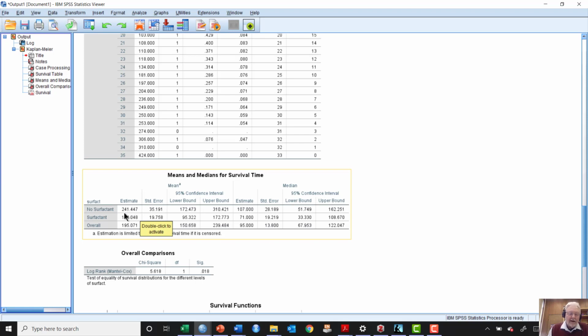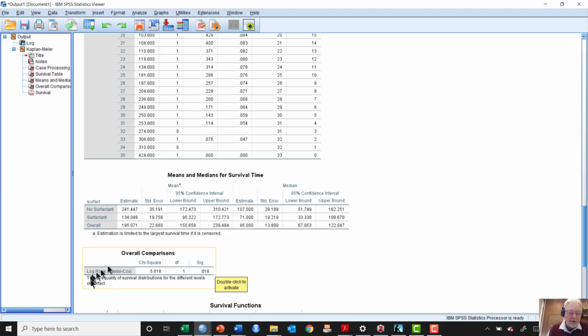Now, if all the data were there, that could be higher or lower, but it shows kind of a real differential. In this case, for surfactant, it was 134 versus 71. I generally report the median. I just think it represents the distribution a little bit better.